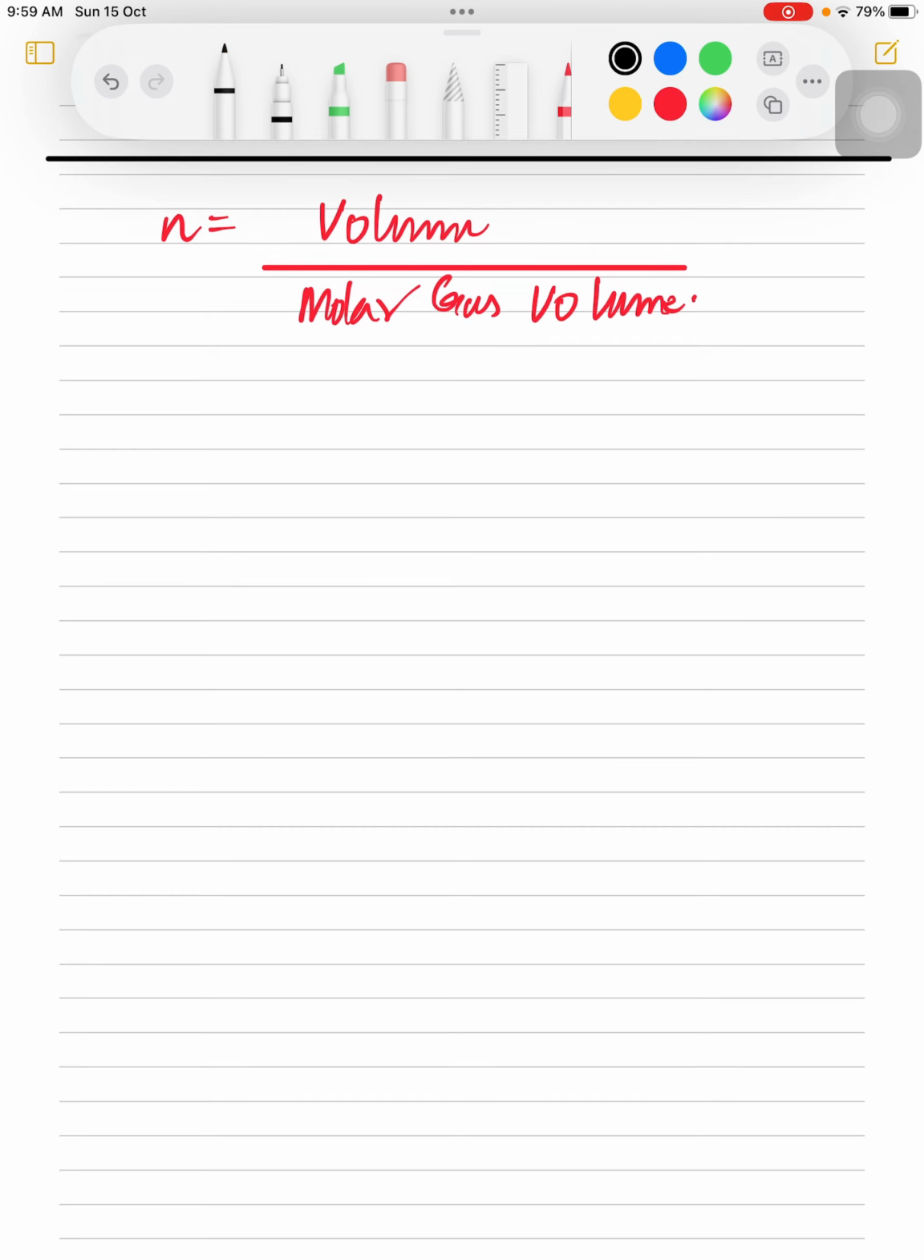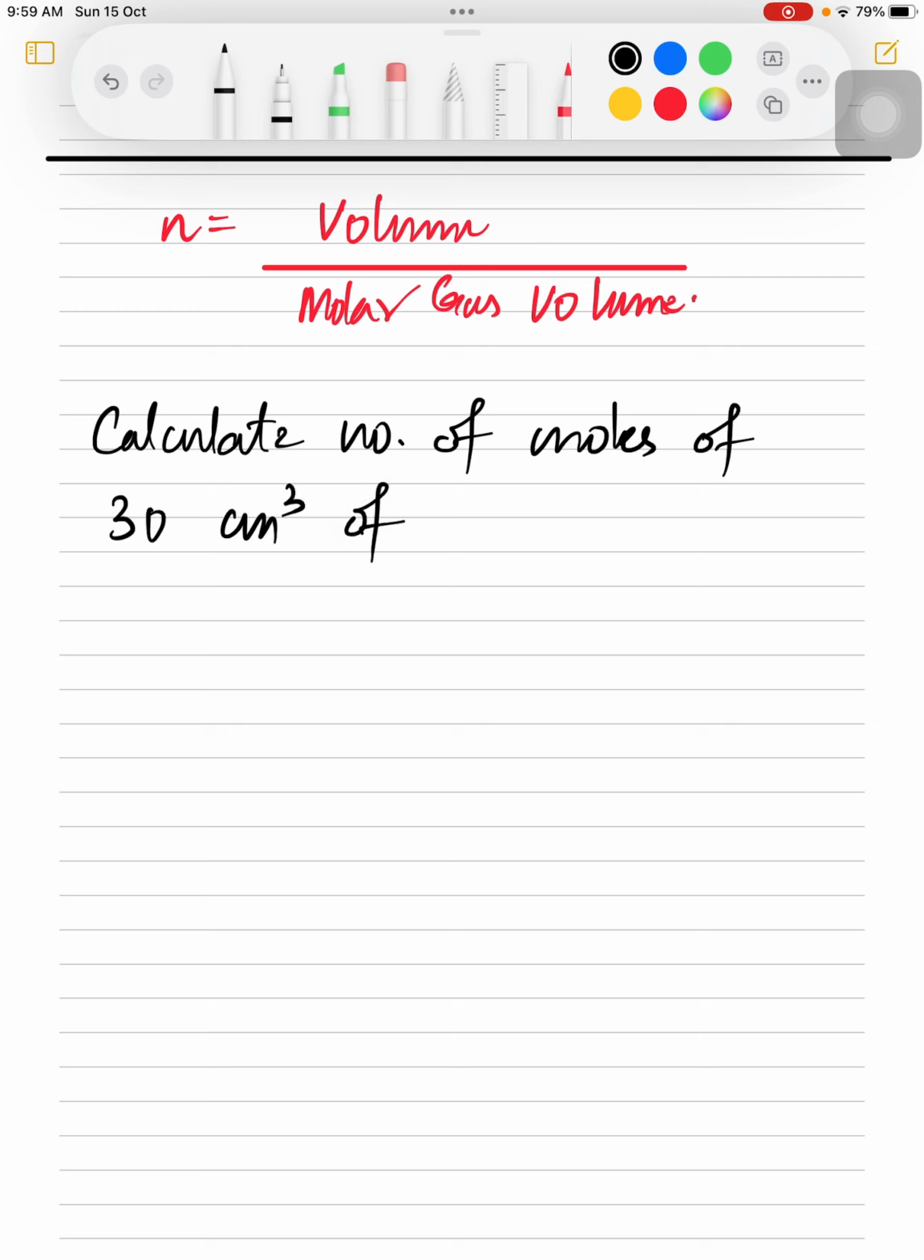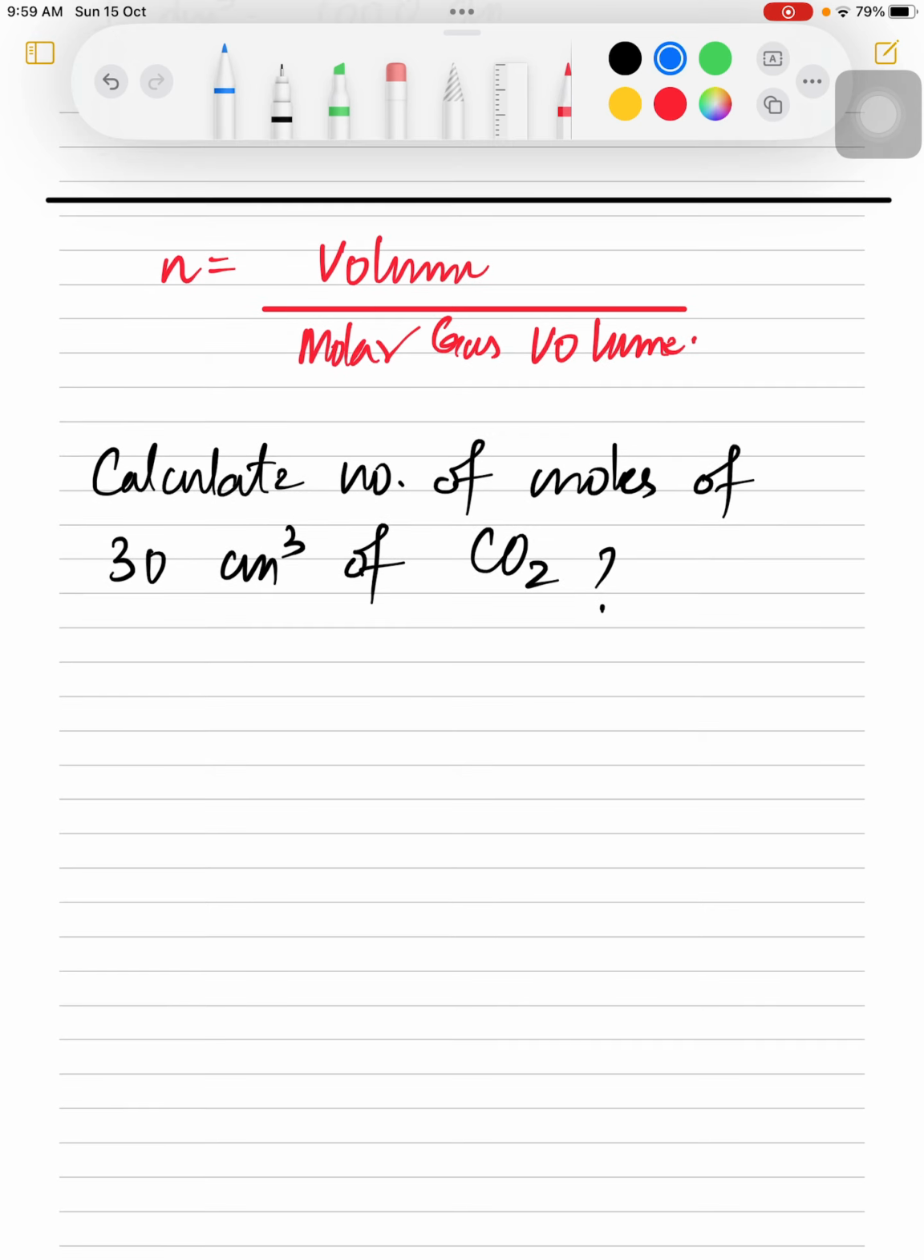When we talk about the volume, the question is: calculate the number of moles of 30 cm cube of carbon dioxide gas. It's pretty simple. You just need to put in the formula. The number of moles is equal to volume divided by 24 dm cube, because the molar gas volume is 24 dm cube, and this is a fixed value that does not change.